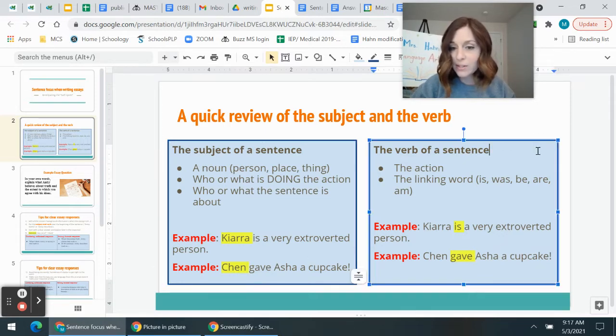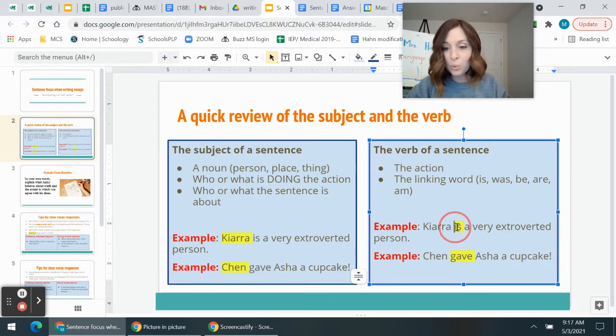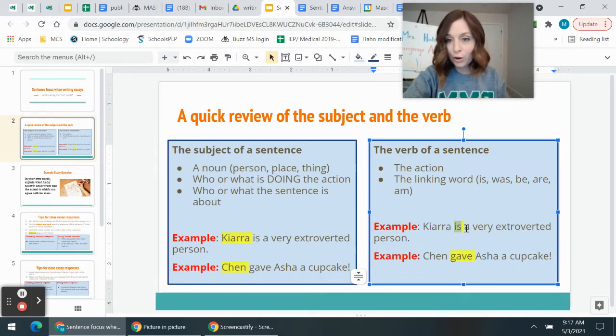Let's look at the verb of a sentence. Now, the verb of the sentence is usually the action verb, the action word, but sometimes we have what's called a linking verb. So this is a word that links. These are words like is, was, be, are, or am. So for our example, Kiara is a very extroverted person. There is no action word in this sentence, but Kiara is linked to the rest of the idea in the sentence by the word is. So that's a linking verb.